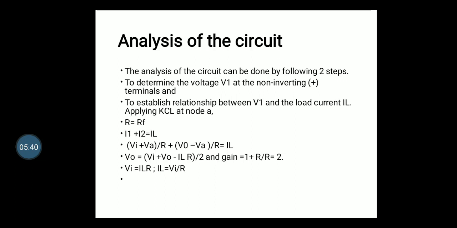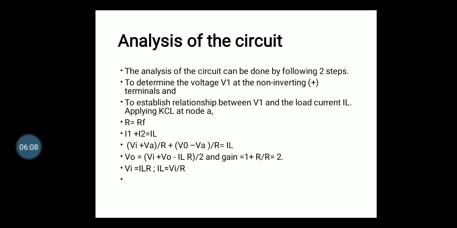The output voltage is V0 = 2V1 = Vi + V0 − IL R, that is Vi = IL R. Therefore IL = Vi/R. As the input impedance of a non-inverting amplifier is very high, this circuit has the advantage of drawing very little current from the source.